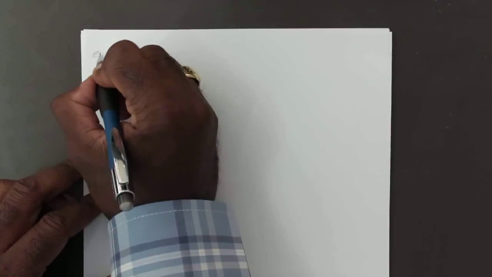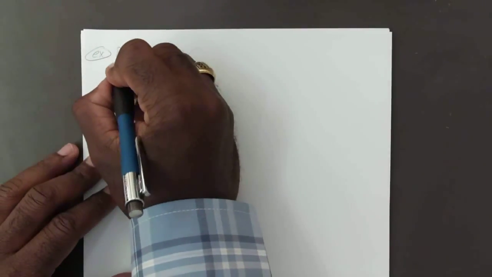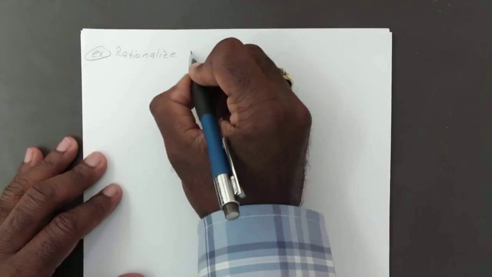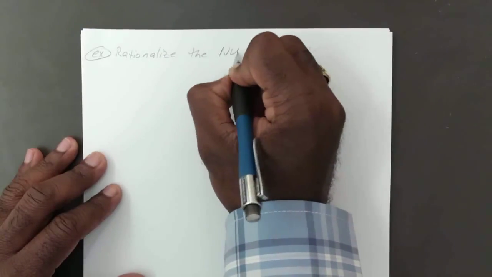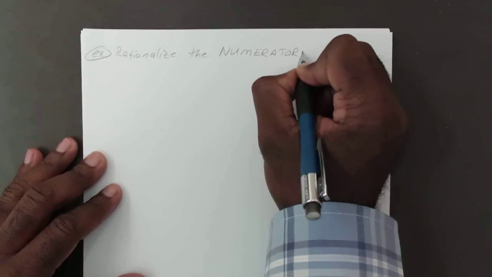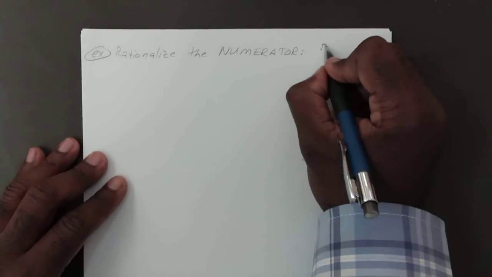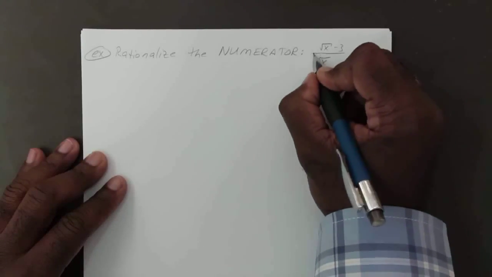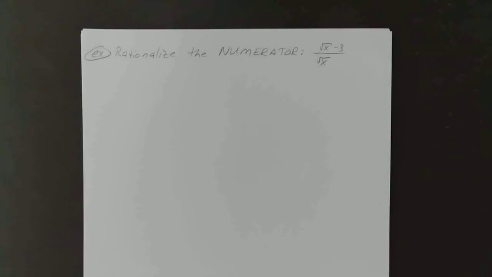Okay, so let's say, for example, we wanted to this time rationalize the numerator of square root of x minus 3 over square root of x. Okay. Now you do the exact same thing that we did for rationalizing the denominator, but instead we get rid of any square roots in the numerator.